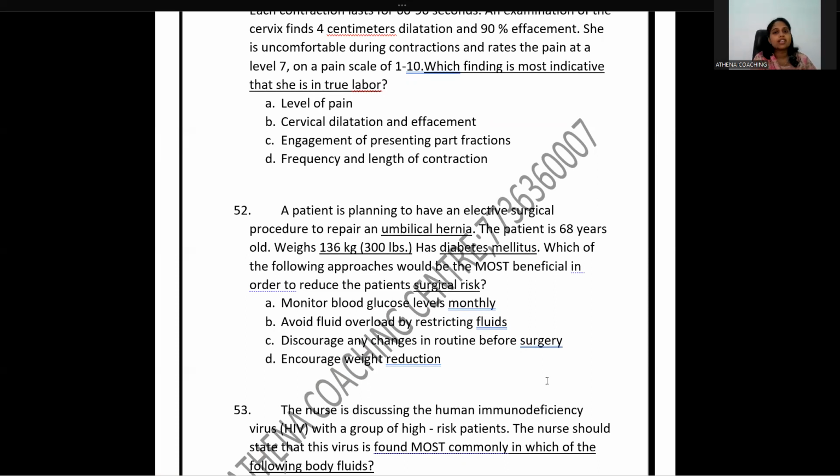Fine. And what is the age of the patient? 68, and the weight is 136, which means the patient is obese. And along with that, the patient has a chronic metabolic disease, which is diabetes. Okay. And which of the following approaches would be the most beneficial in order to reduce the patient's surgical risk? So now tell me, what all are the surgical risks? What is considered as the risk of surgery?